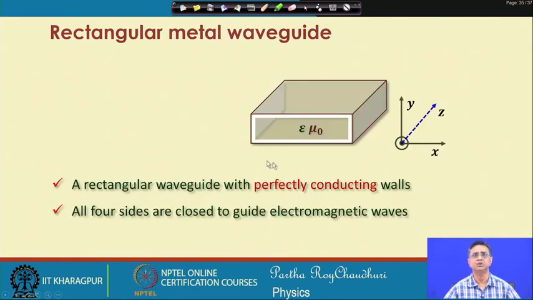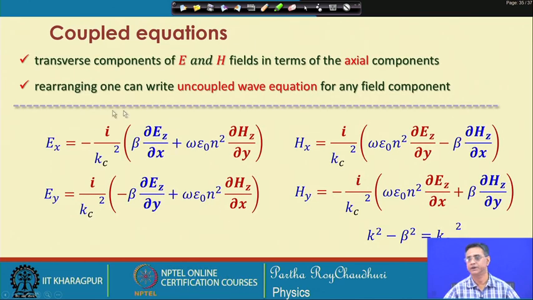Okay. So, now as a last example in the case of metallic waveguide, in this discussion we consider a hollow metallic rectangular waveguide, and this waveguide is having perfectly conducting walls, metallic sheet or metallic wall. All four sides are now closed to guide the electromagnetic waves, and let us consider this configuration that this is the propagation direction, this is x and this is y. So, z, so x, y, z. This is how we will put the coordinate axis.